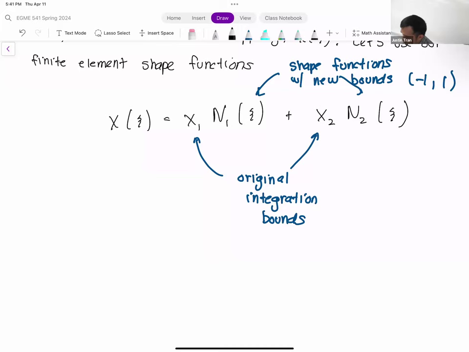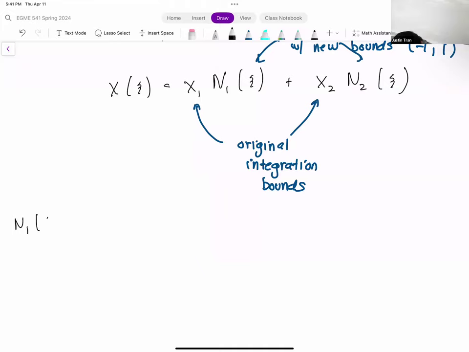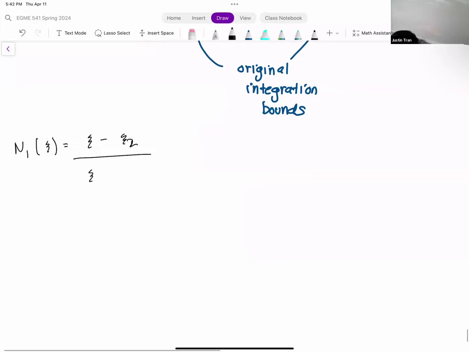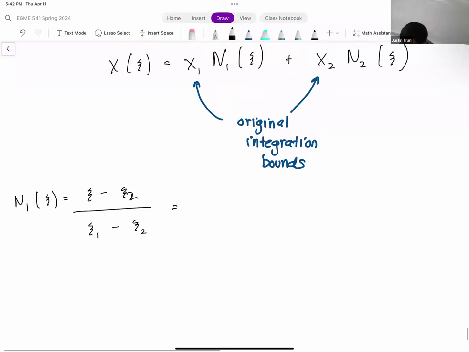So let's plug in the expressions for n1 and n2 based on what we know already from the shape functions. Because the new integration bounds are known, we can simplify those shape functions quite a bit. Let's start with n1. Our canonical definition for n1 is xi minus xi2, all divided by xi1 minus xi2. If you're curious where that came from, we've been using this shape function before: n1 of x is equal to x minus x2 divided by x1 minus x2. This is the exact same thing, except instead of x, I'm using xi, because these are the Gauss coordinates.